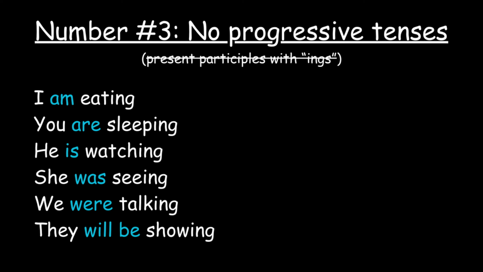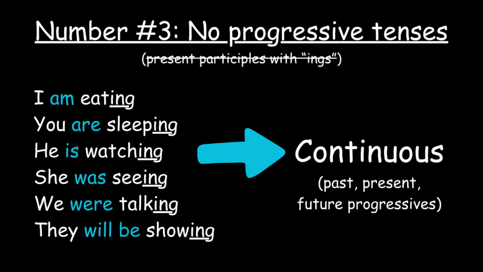In English, we can say, I am eating, you are sleeping, he is watching, she was seeing, we were talking, they will be showing. All of these phrases have ings in the infinitives along with conjugations of the verb to be. This is the continuous in English, also known as past, present, or future progressives.